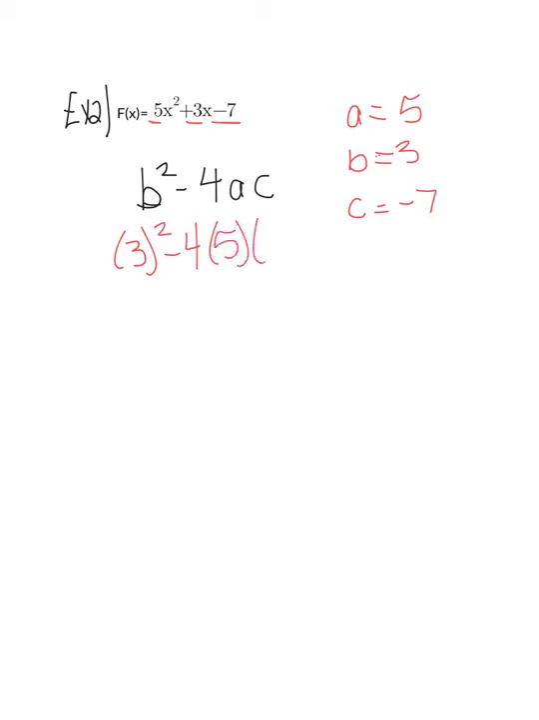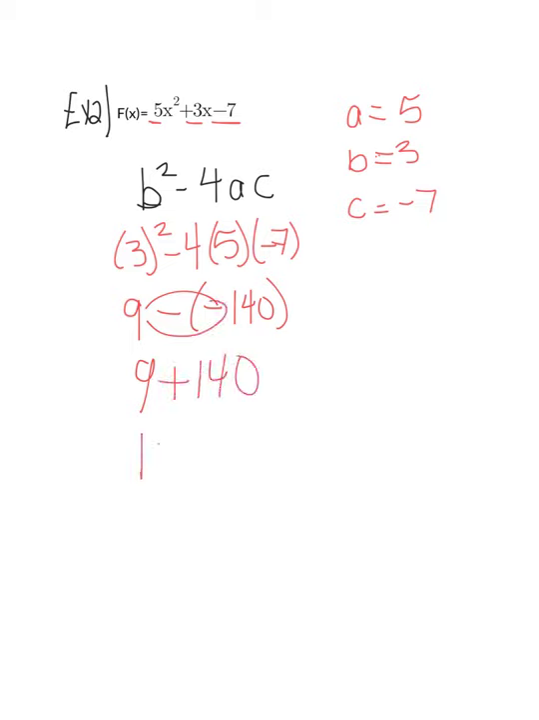3 squared is 9, and then I have a minus 4 times 5, which is 20, times negative 7, so a negative 140. Now I really have a 9. These two negatives will make a positive, and I'm going to get 149. If we think back, we know that any discriminant greater than 0 has 2 roots. So therefore, this quadratic equation has 2 roots.